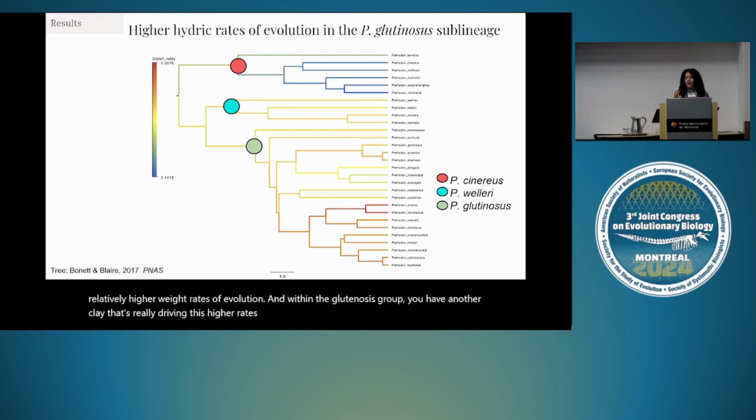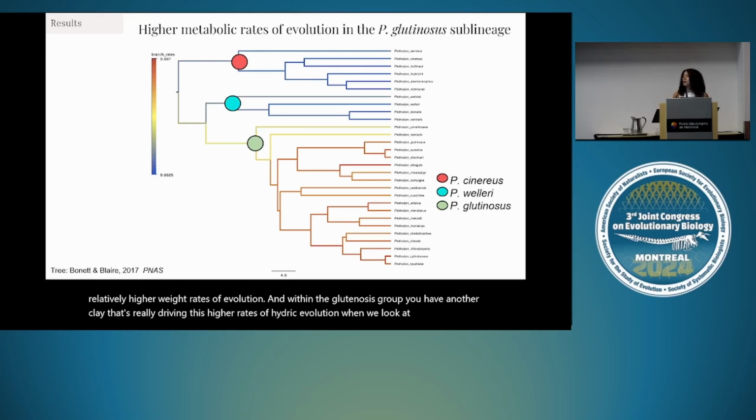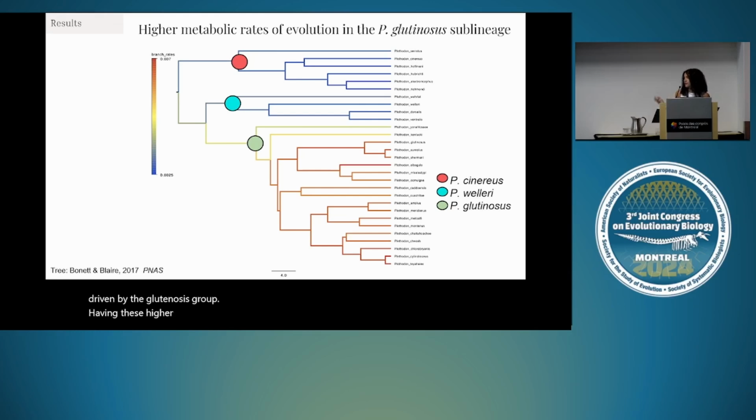And within the glutinosus group, we have another clade that's really driving these higher rates of hydric evolution. When we look at their metabolism, we see something a little bit similar, but this time we see that it's primarily being driven by the glutinosus group, having these higher rates of metabolic evolution.